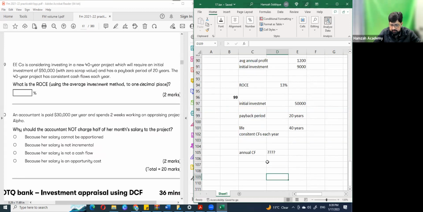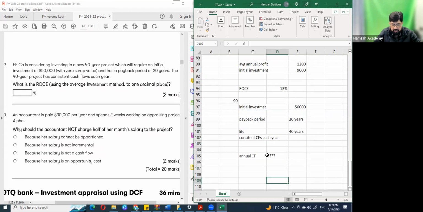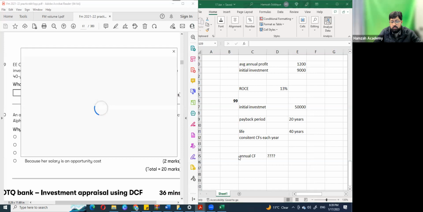Is it tough? I'm not getting any response from you guys. This is not fair. Tell me, please. What is the annual cash flow?